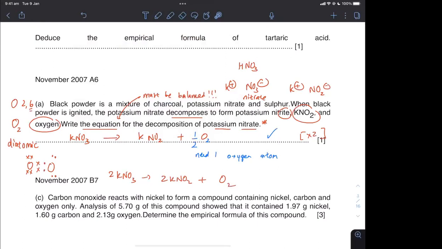So now I have 4 oxygen, 2 times 2 is 4, 2 times 1 is 2, 4 plus 2 is 6 oxygen, 2 times 3 is 6 oxygen, 2 potassium, 2 nitrogen. The top one I've written is correct.